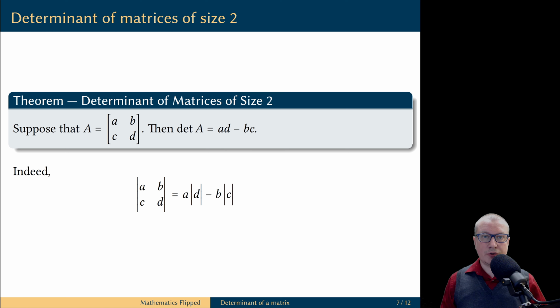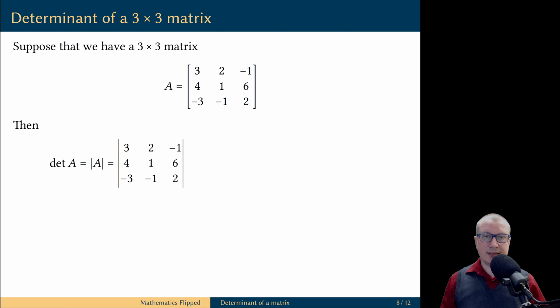The first entry in row 1 is a. When we delete row 1 and column 1 in which this entry appears, then the submatrix that remains contains only entry d. The second entry in row 1 is b. When we delete row 1, column 2, this is where this entry is located, the submatrix that remains contains only the entry c. Then we take an alternating sum of the products, and it only remains to recall that the determinant of a matrix which contains one single entry is equal to the entry itself. Next, let's compute the determinant of a 3 by 3 matrix.